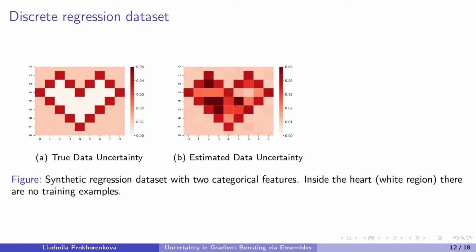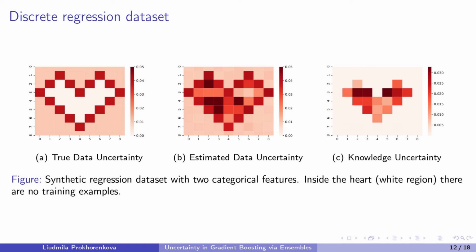We train an ensemble of SGLB models on this dataset. On figure B, we show the estimated data uncertainty. We can see that data uncertainty captures the variance everywhere except for the empty region. We have no training data to restrict predictions inside the heart, so anything can be obtained there. Then we plot the estimated knowledge uncertainty that perfectly captures the out-of-domain region inside the heart.